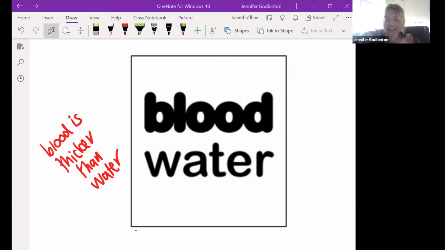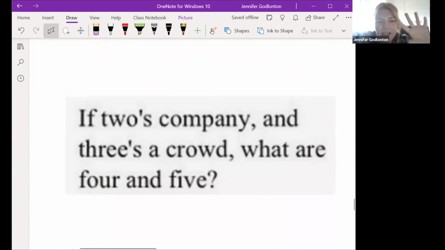Okay, those were our 3 dingbats. Next one we have is a riddle. So let's see who's got their riddle game on for today. Okay. If 2 is company and 3 is a crowd, what are 4 and 5? A community? Numbers? No. A city. No. Ma'am, companies, name.